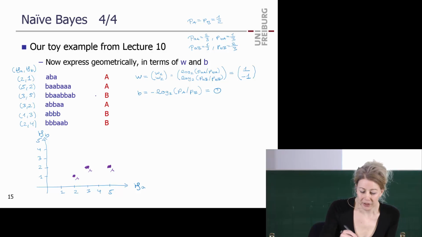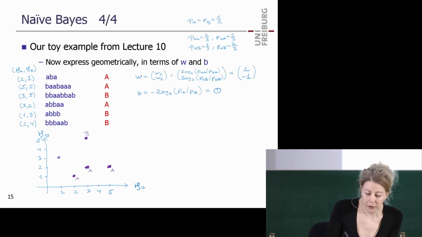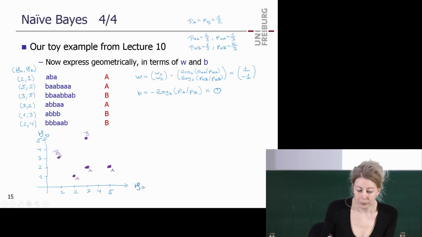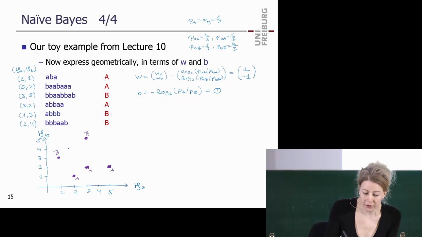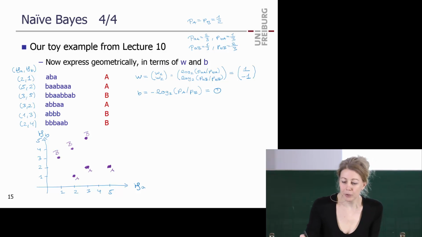Now let me draw the 3 B's. This is 3, 5, which is here. Let me just draw it as a circle. The other B is 1, 3, which is here. And the last one is 2, 4, which is here. Oh, not quite. This is B, right? Now what's my W?